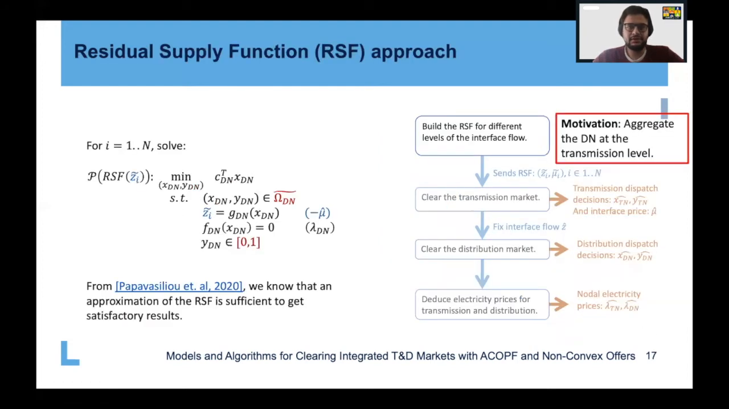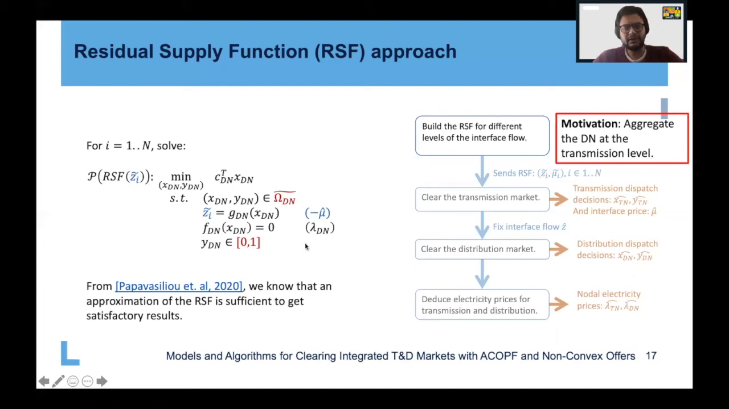So we can switch to the decentralized approach based on RSF. To do so, we will assume that we have a range of potential values for the interface flow. And for each of these potential values, we will solve the associated distribution problem. So in a way, what we want to do is to aggregate the distribution system at the transmission level. Concretely, we fix the interface flow. We will assume that we have an SOCP relaxation of the distribution equations. We will also relax the binary decisions.